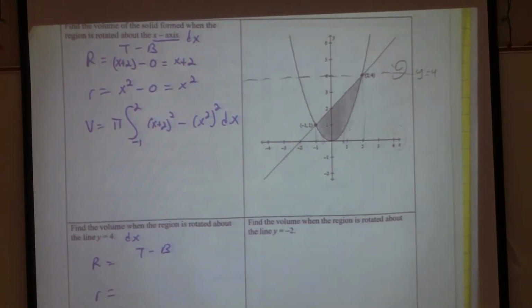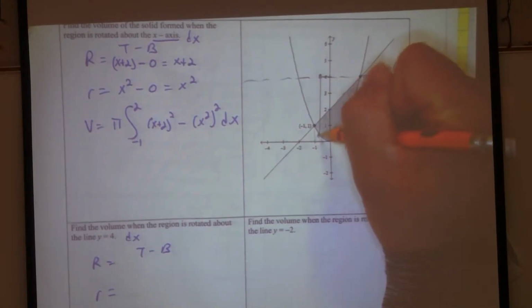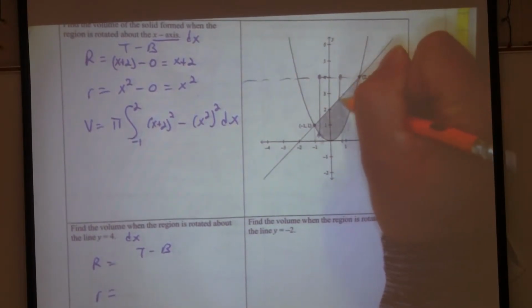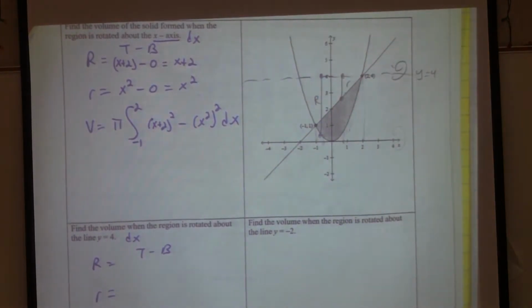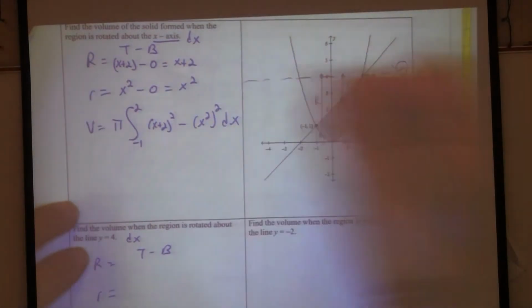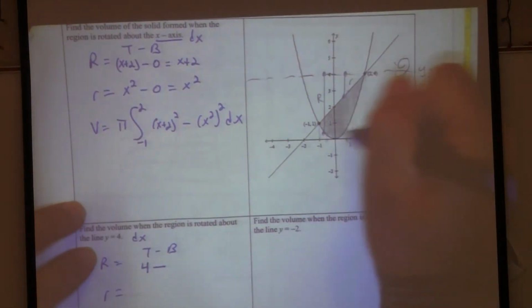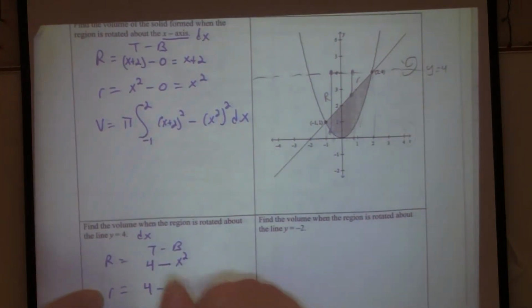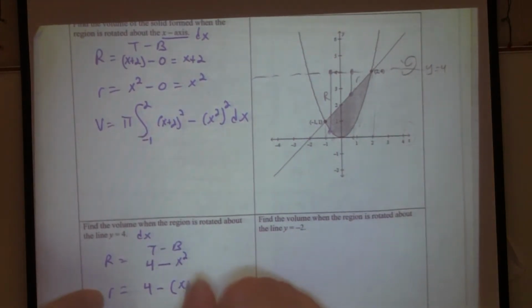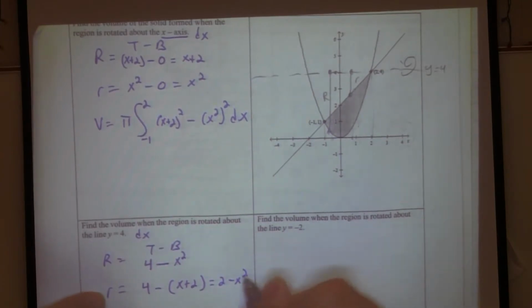So what would be the top and the bottom for big R? Go to the axis, go all the way down to the one furthest from it. Go to the axis, go to the one closest to it. Big R, little r. So, for big R, we would have the top curve, which is 4, minus the bottom curve, which is x squared in that case. For little r, it's going to be 4 minus the line, x plus 2. That becomes 4 minus 2, that's 2 minus x. I mean minus x, just kidding.